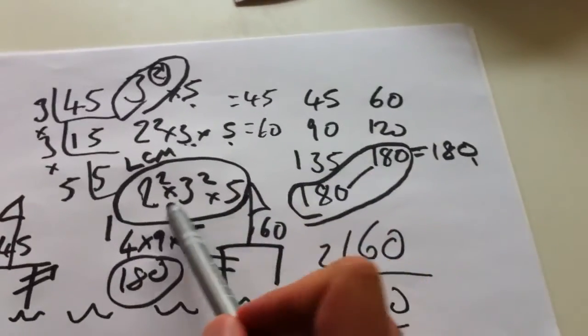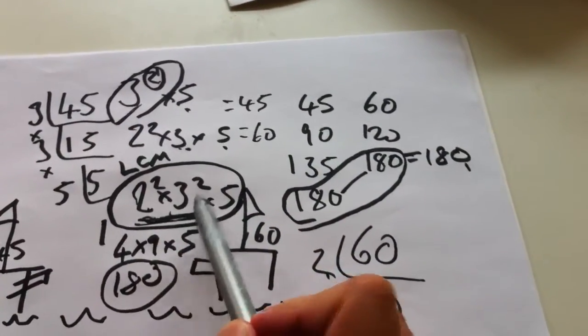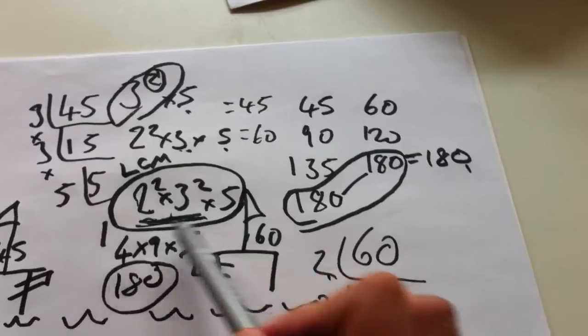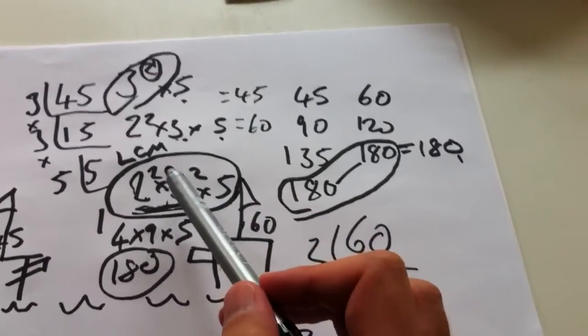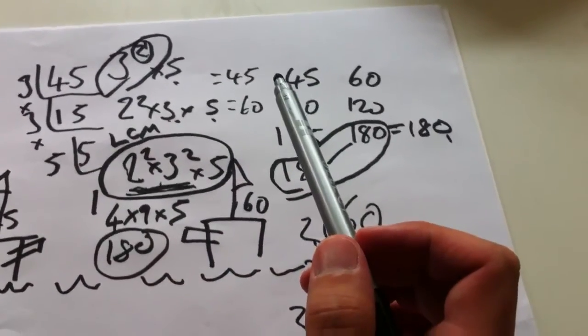The advantage of this method, apart from passing exams, is that you can deal with much bigger numbers and work out your lowest common multiple. I'll give you another lowest common multiple in a bit.